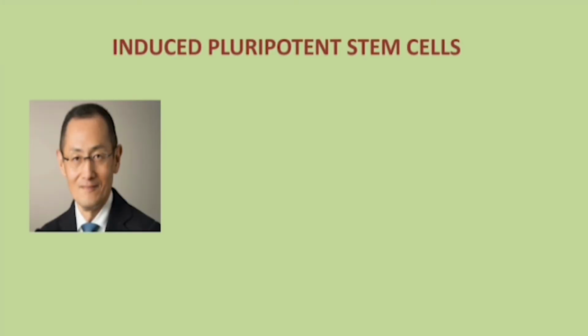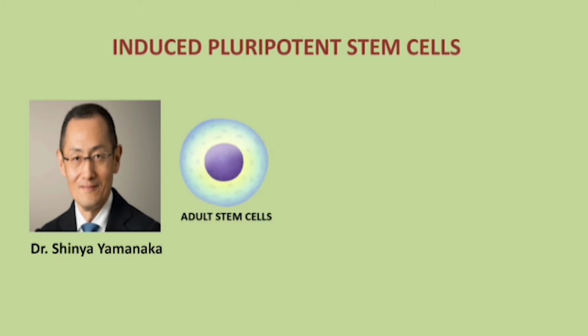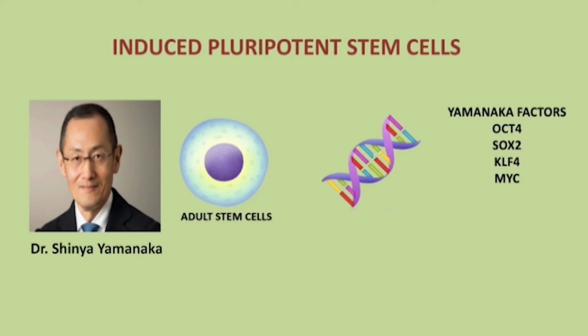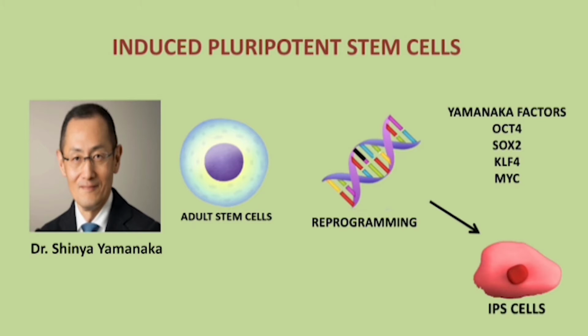Induced pluripotent stem cells. In 2006, Dr. Shinya Yamanaka collected adult somatic cells which were genetically reprogrammed with transcription factors called Yamanaka factors to embryonic stem cells called induced pluripotent stem cells. These cells can regain the capacity to differentiate into any type of cell.